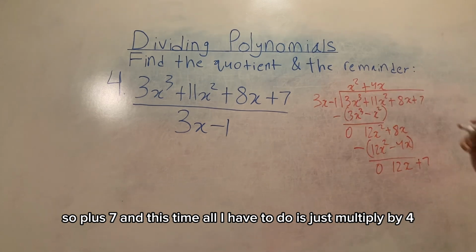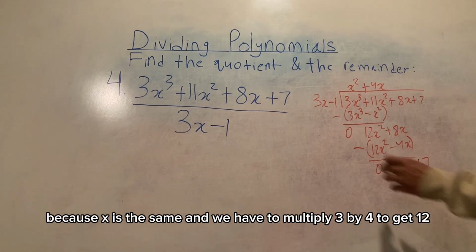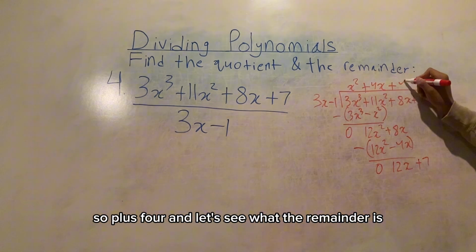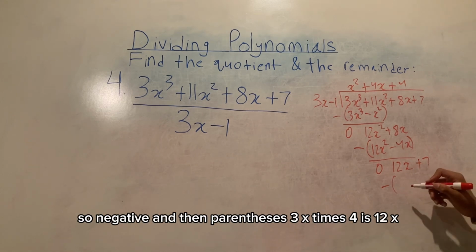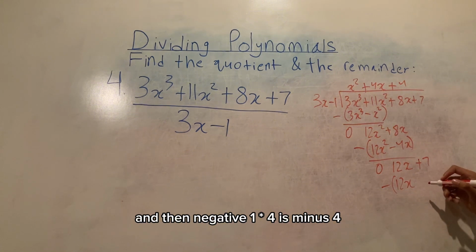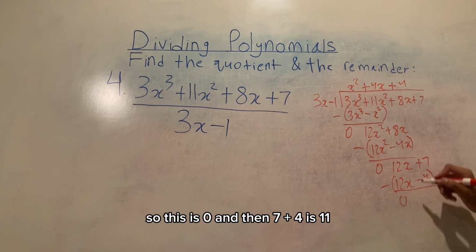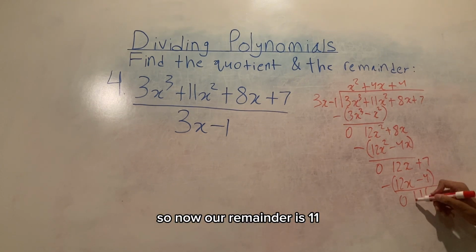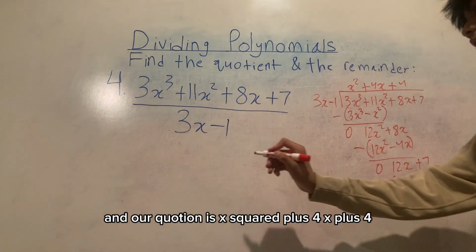And this time all we have to do is just multiply by 4 because the x is the same. And we have to multiply 3 by 4 to get 12. So plus 4. And let's see what the remainder is. So negative, and then parentheses, 3x times 4 is 12x. And then negative 1 times 4 is minus 4. So this is 0. And then 7 plus 4 is 11. So now our remainder is 11, and the quotient is x squared plus 4x plus 4.